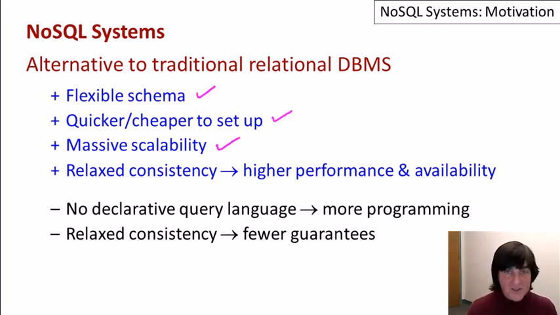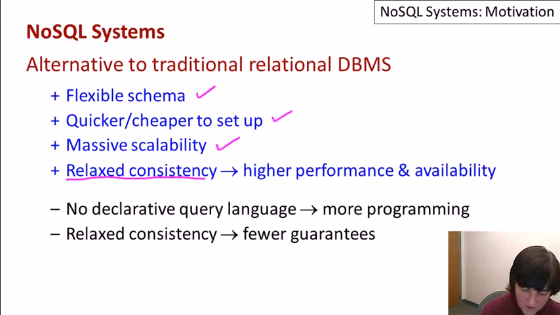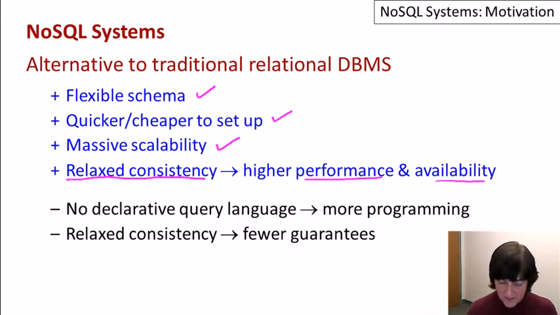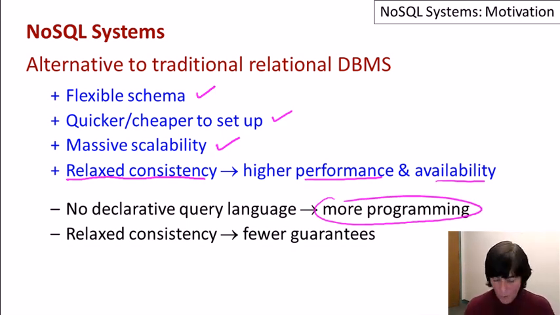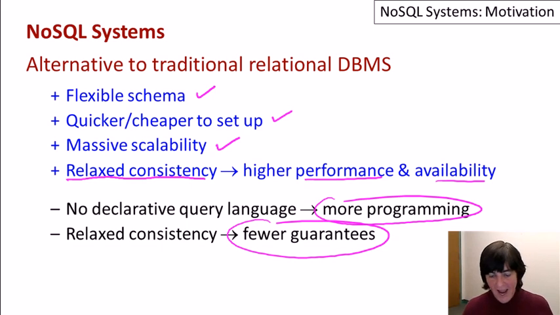They do provide massive scalability, so they're generally used for very, very large applications, often applications that don't require the amount of consistency that a traditional system provides. And by relaxing the amount of consistency, they'll give you better performance, higher availability. The downsides of the system tend to be the lack of a declarative query language. That means more programming is generally involved when using the systems, and fewer guarantees are provided about consistency. In the next video, we'll talk about specific NoSQL solutions and how they embody the adjectives that I've included here.